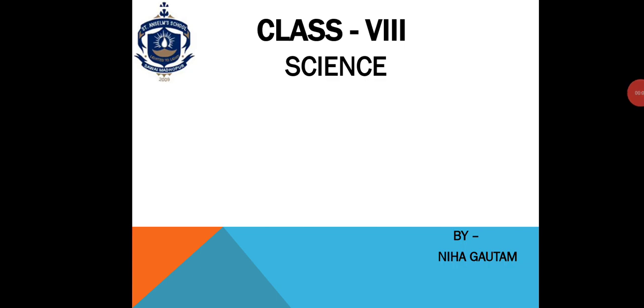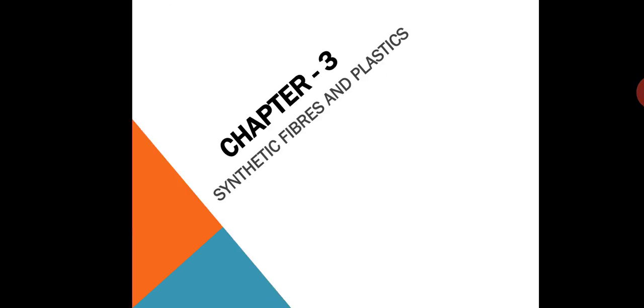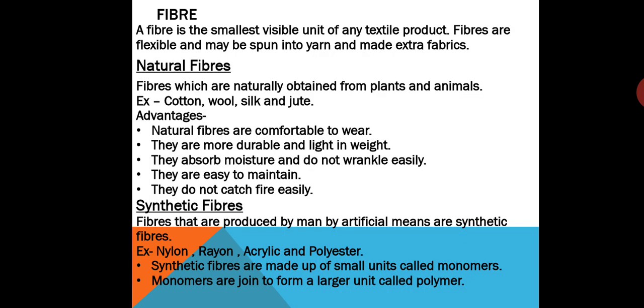Here's Neha ma'am, and today we are going to study chapter 3, synthetic fibers and plastic. Now, what is a fiber? A fiber is the smallest visible unit of any textile product, and it is very flexible and it may be spun into yarn and made into fabric.